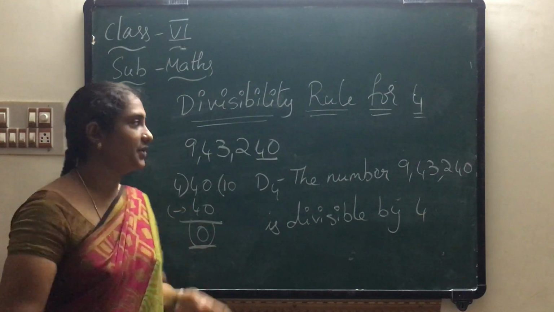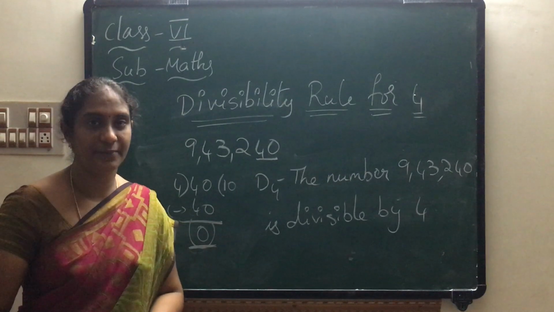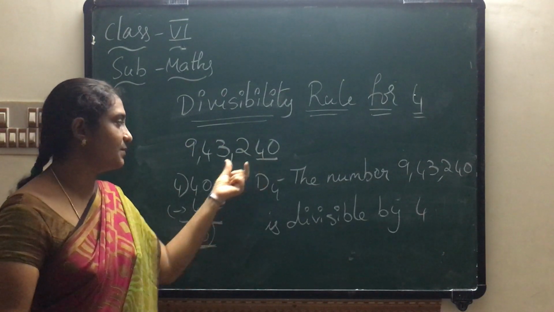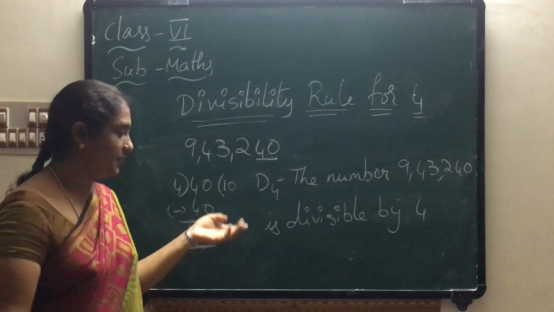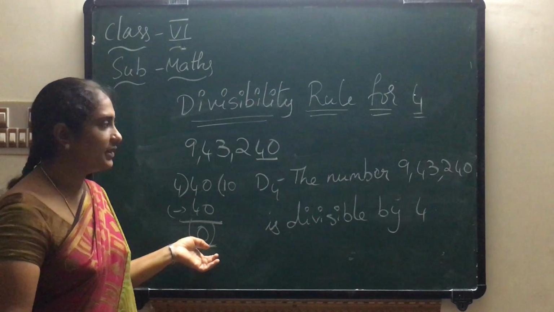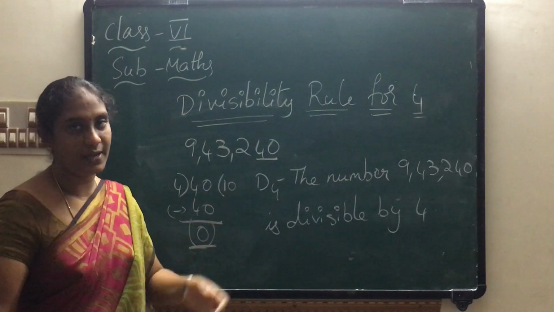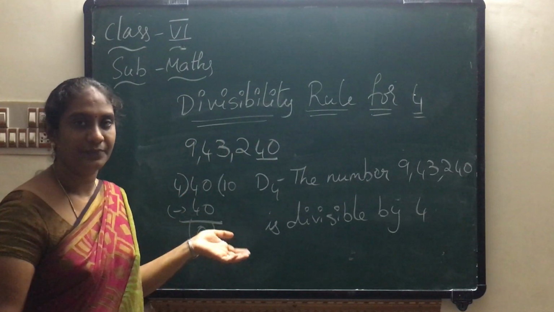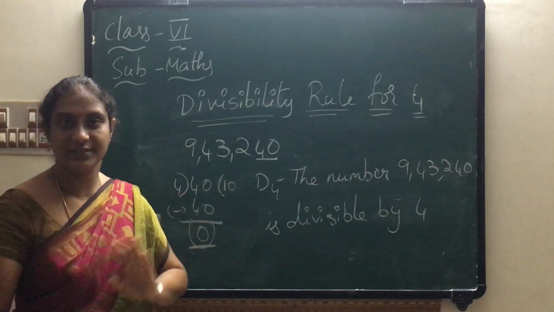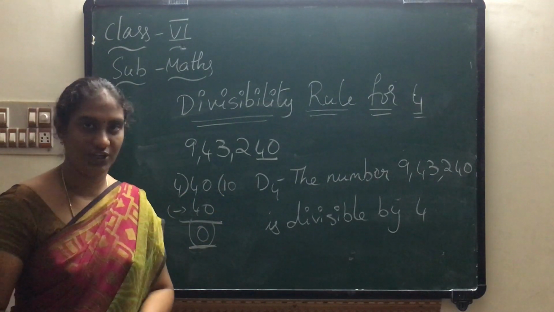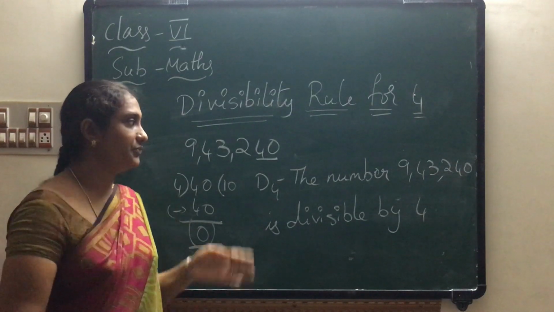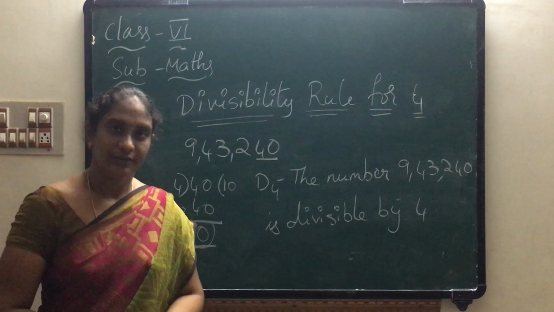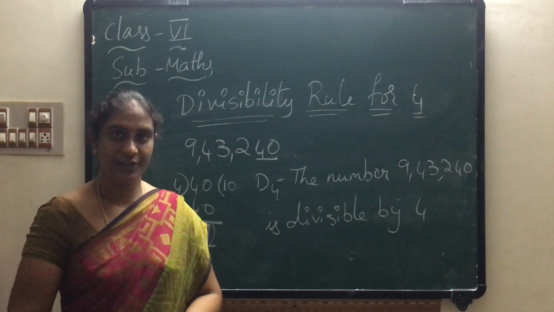Okay, children? For the 4 table, what is the rule? We have to take the last 2 digits. Those 2 digits must be divisible by 4. If you get remainder 0, then the total number is divisible by 4. If you get remainder 1 or 5 or any other number, then the total number is not divisible by 4. Okay, children, do you understand? If you have any doubts, you can ask in the class. Okay, children, do you understand? I think.